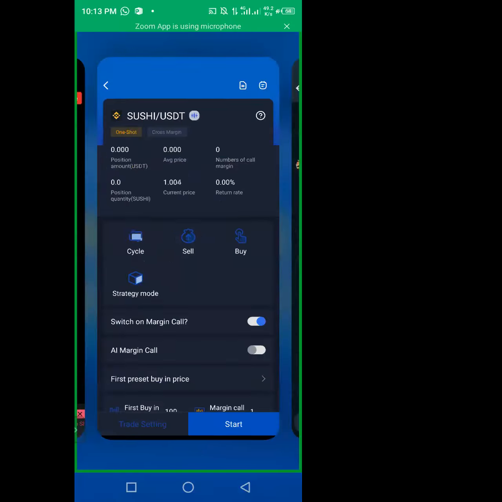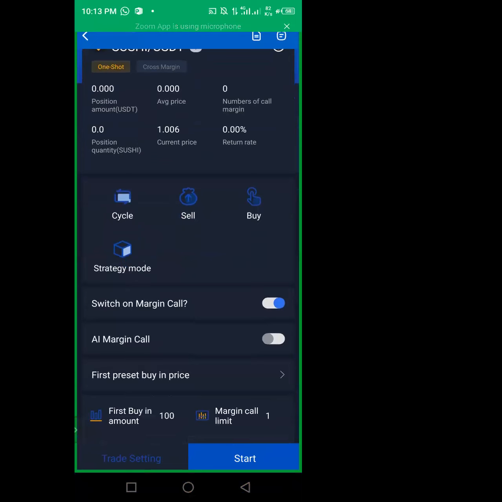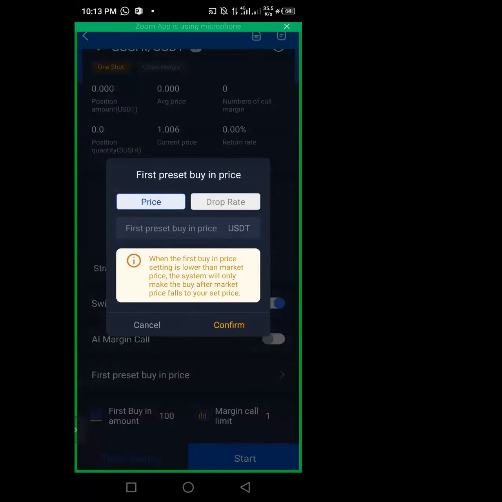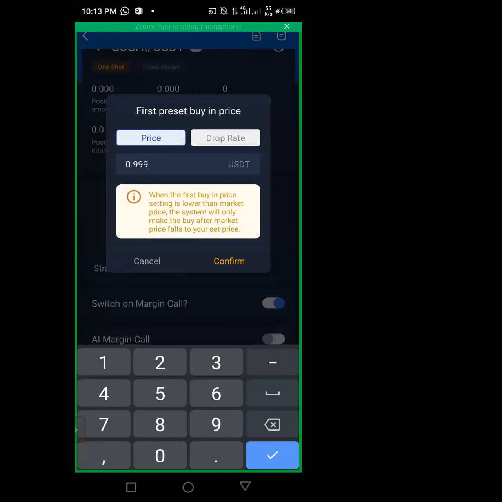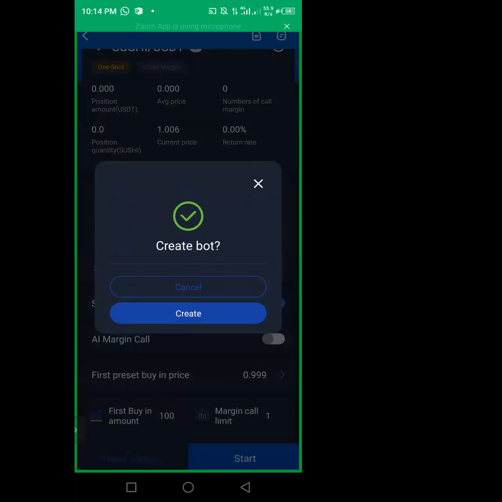That is the third thing you will set. Once you have set your first buy amount of 100 and your take profit ratio, you click on this first preset buy-in price. You click on it, put the price here, 0.999. Click on confirm. Once you click on confirm, you start the trade immediately. Once you click on start, you click on create.